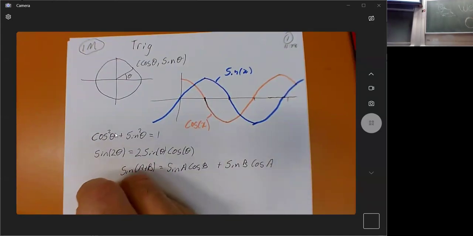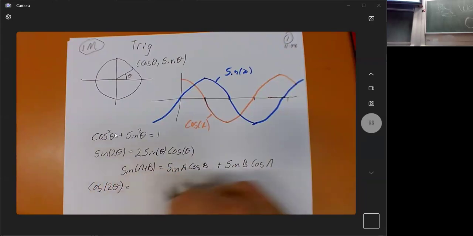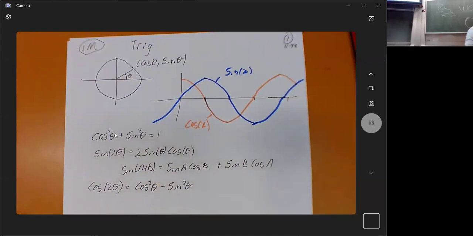And similarly, if I do cos of 2 theta, that's cosine squared theta minus sine squared theta.